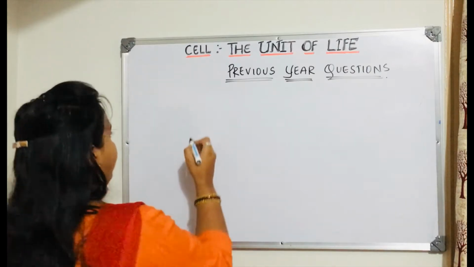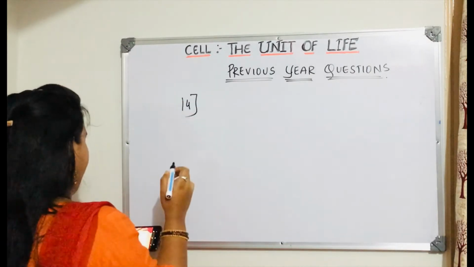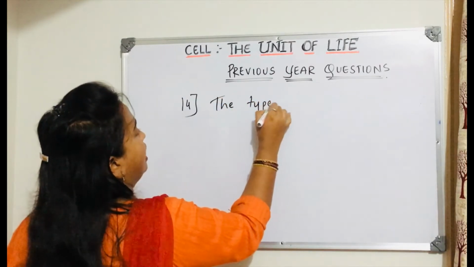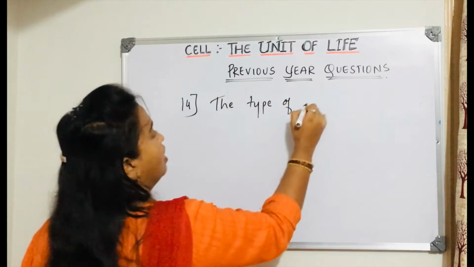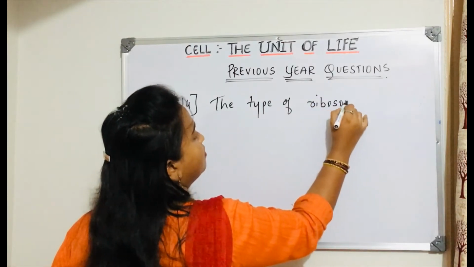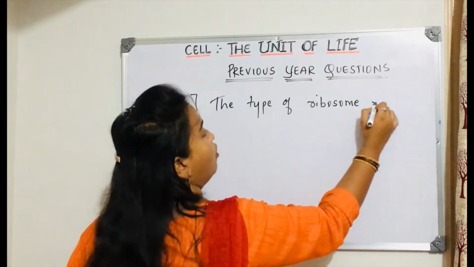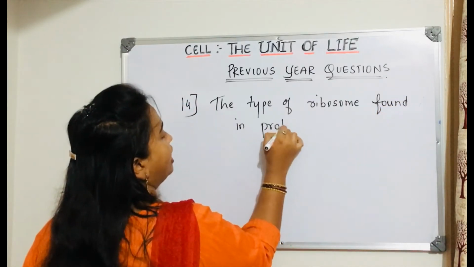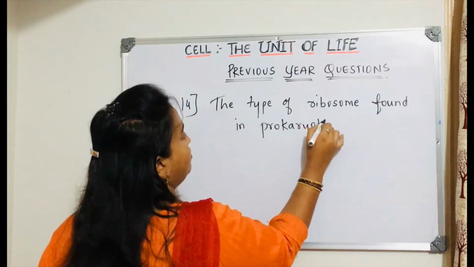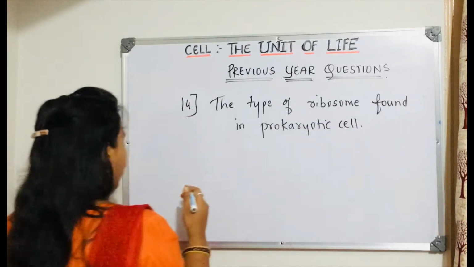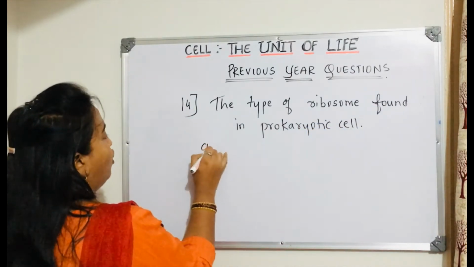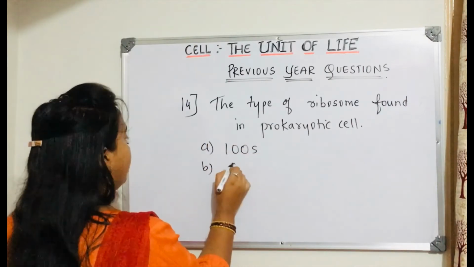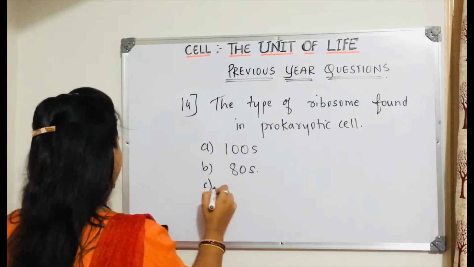Question number 14. Type of ribosome found in prokaryotic cell. They are asking which ribosome is found in prokaryote. No need of option for you, I know that, but still, tell me which is the answer here.